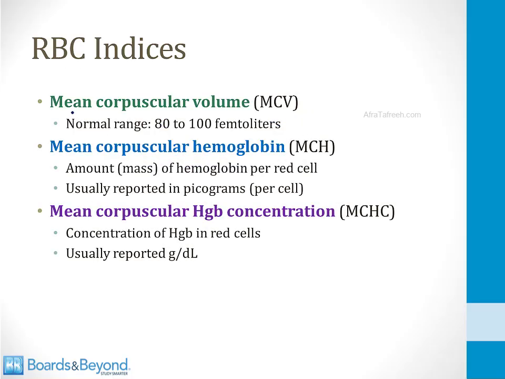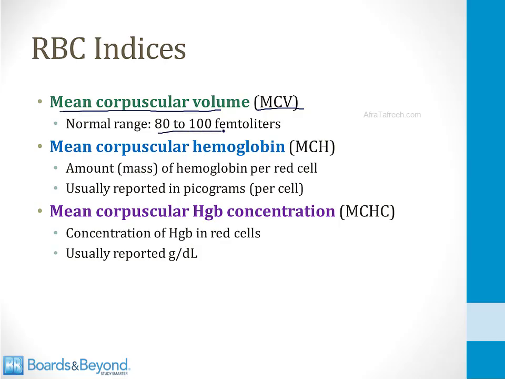The first of the RBC indices is called the mean corpuscular volume, or MCV. This is the mean amount of volume contained inside a red cell. So it's not assessing the total volume of all the red cells. It's saying, what does the average red blood cell contain in terms of volume? And the normal range is 80 to 100 femtoliters.